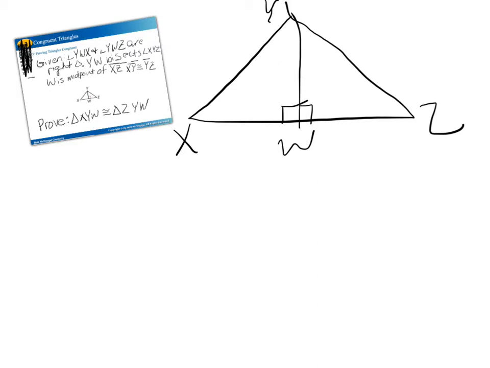Then it says YW bisects XYZ. So this line bisects this angle. I know this angle gets cut in half equally, so this angle is equal to this angle.